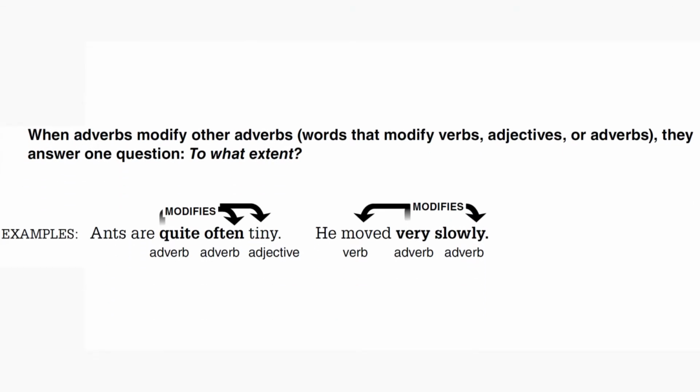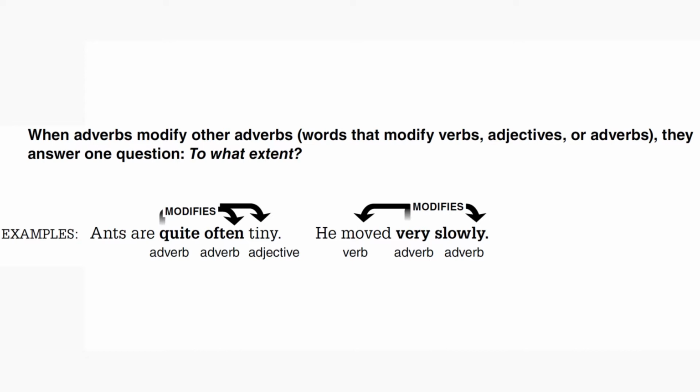So when adverbs modify other adverbs, words that modify verbs, adjectives, adverbs, they answer one question: to what extent? So this is purely for the adverbs that modify other adverbs. We deal only with the question to what extent. Ants are quite often tiny.